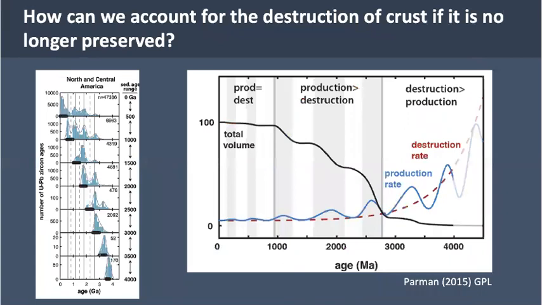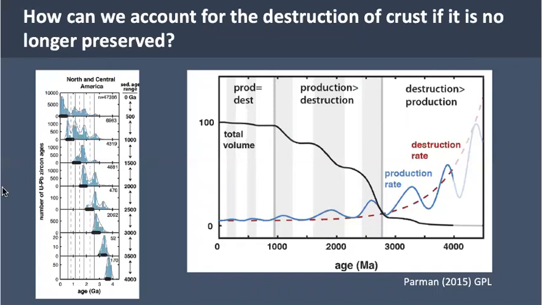I want to come back to something else I mentioned too, which is that it's really difficult to evaluate this when the record of the rocks themselves has been destroyed. If you've produced crust and destroyed it, and we no longer have it at our surface, how can we possibly account for it? One creative approach to this that was put forward by Steve Parman several years ago is basically an idea of punctuated tectonic evolution. And in order to understand the graph at the right, I just kind of want to give you a sense of what he did.